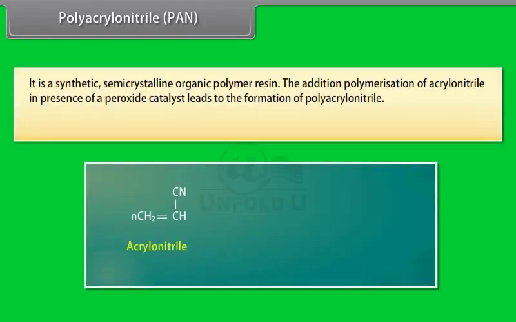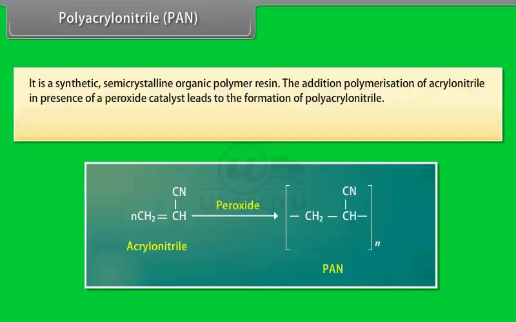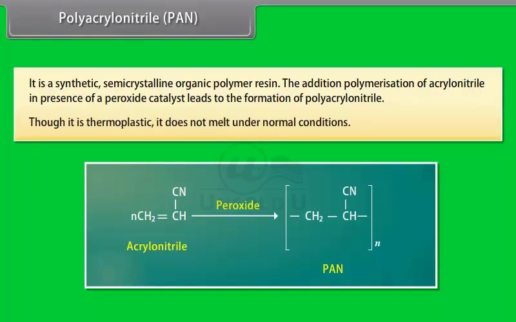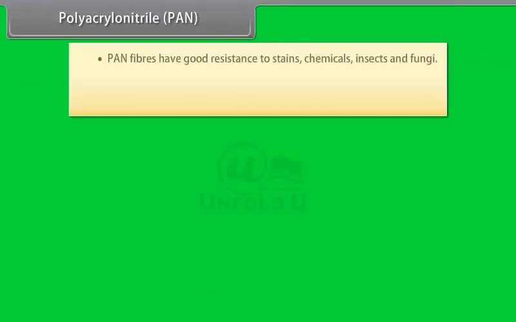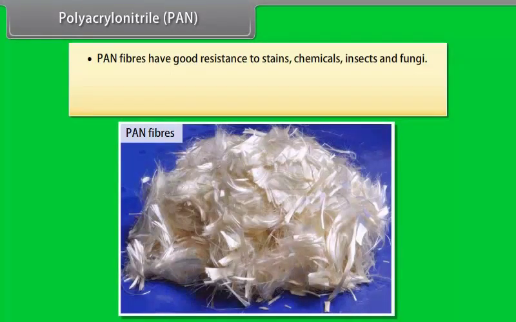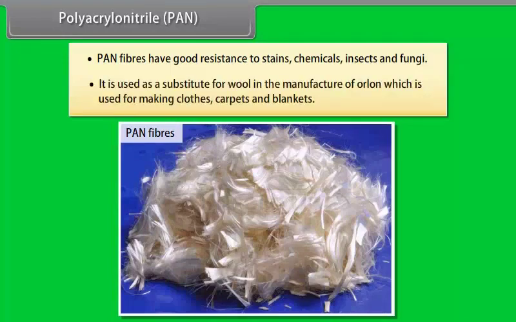Polyacrylonitrile, PAN, is a synthetic, semi-crystalline organic polymer resin. The addition polymerization of acrylonitrile in the presence of a peroxide catalyst leads to the formation of polyacrylonitrile. Though it is a thermoplastic, it does not melt under normal conditions. PAN fibers have good resistance to stains, chemicals, insects and fungi. It is used as a substitute for wool in the manufacture of orlon, which is used for making clothes, carpets and blankets.